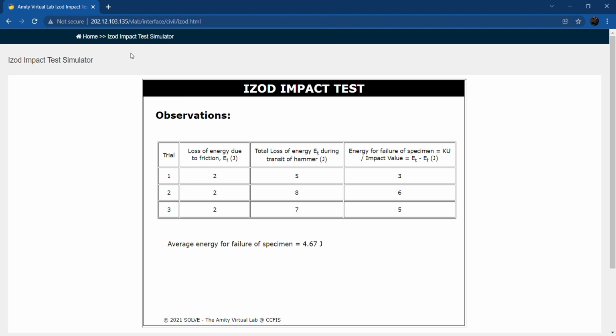So this is the observation for all of the trials. Trial 1, the loss of energy due to friction is 2, the loss of energy ET during transit of hammer is 5, the energy failure of the specimen KU is 3. Trial 2, loss of energy due to friction EF is 2, the total energy during transit of hammer is 8, and the energy failure of specimen is 6. Trial 3 is the same: 2, the total loss of energy is 7, and then the energy failure of specimen is 5.